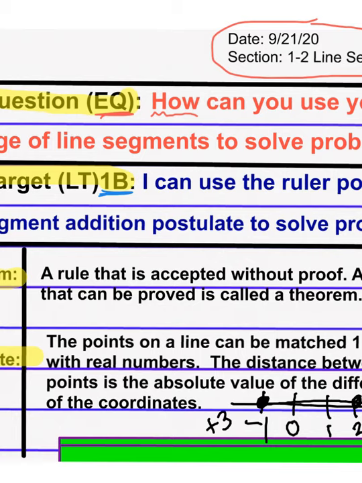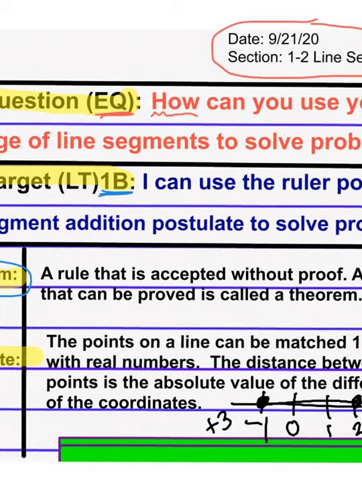Our first vocabulary is called a postulate or an axiom. Depending on what textbook or website you look at, they might use those words interchangeably. So what is it? It's a rule that is accepted without proof. Okay, a rule that's accepted without proof. A rule that can be proved, so if you can prove it, then it's a theorem. And I'll give you some examples later in the lesson.